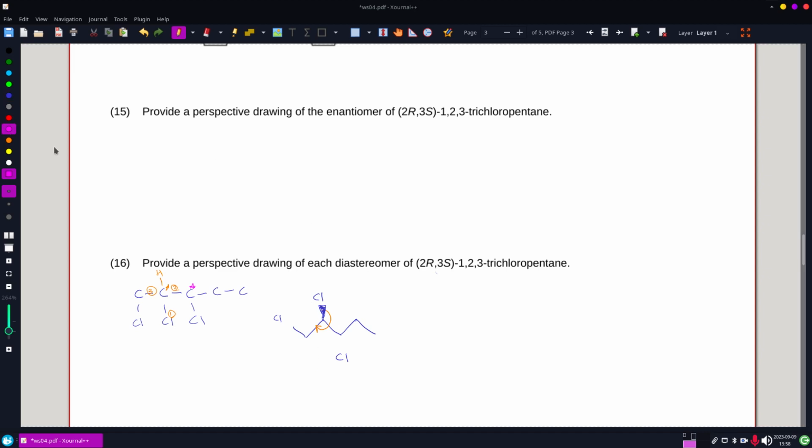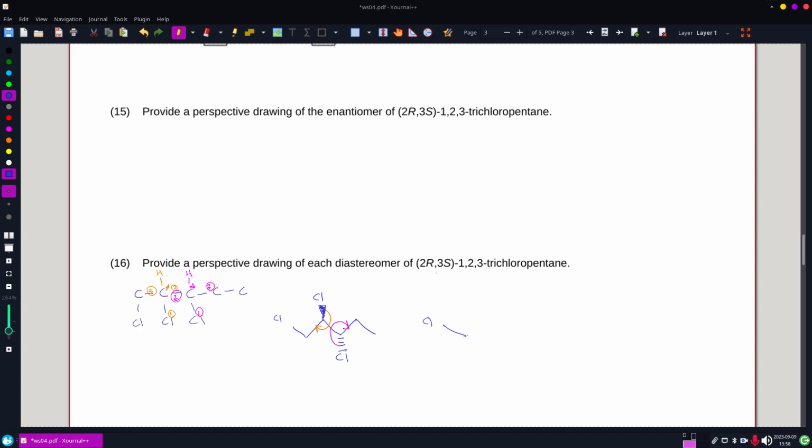Alright, on the third location, high priority is the chlorine. Second is the carbon with the chlorine on it. Third is the carbon with just a carbon on it, and a hydrogen is the fourth. So I have 1, 2, 3. That is also clockwise, but since I want this one to be S, I'm putting the hydrogen in the front and this chlorine in the back. Alright, so that structure I just drew is 2R,3S-1,2,3-trichloropentane.